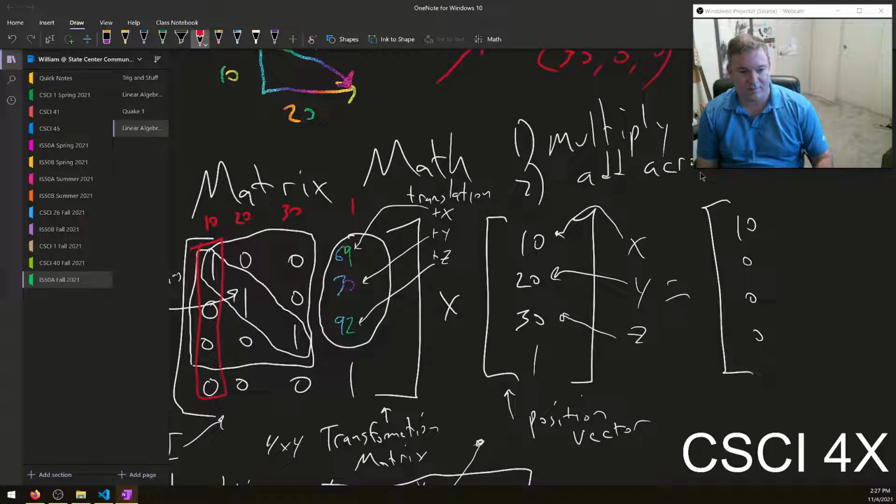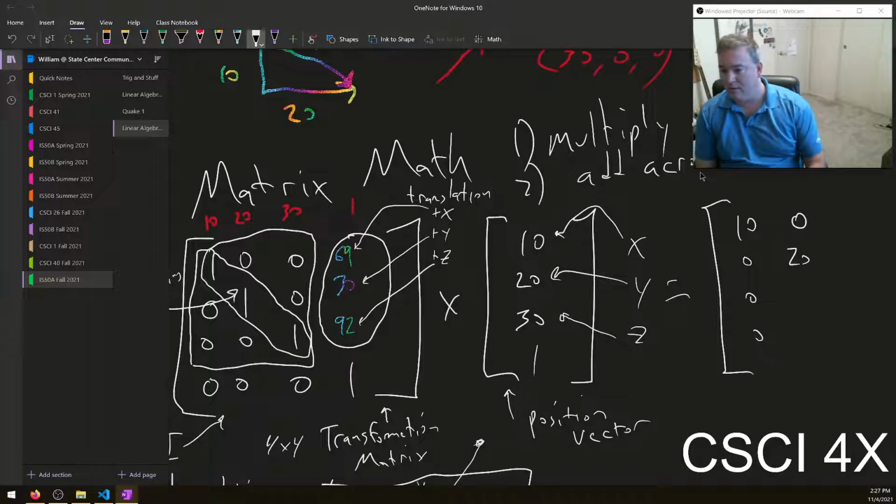So that column is going to get multiplied by 10. Ten times that whole thing. And then this column, you're going to multiply by 20. And so what do you get? So this column gets multiplied by 20: 0, 20, 0, 0. This column gets multiplied by 30. What do you get? 0, 0, 30, 0.